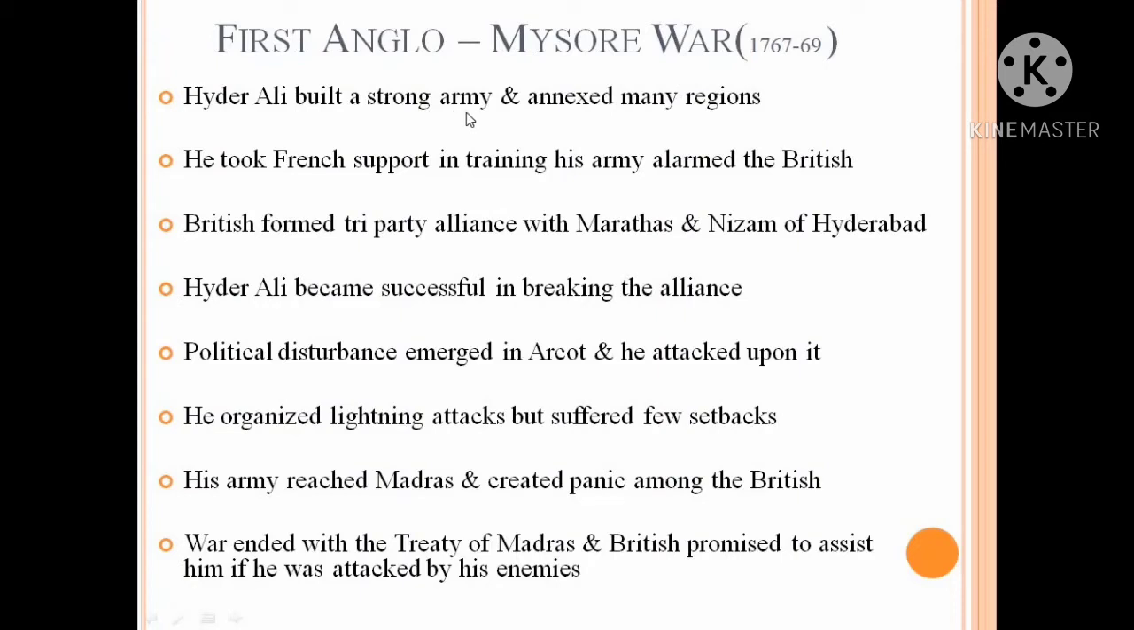Here Hyder Ali built a strong army and annexed many regions of South India. He took French support in training his army, which alarmed the British. To face the British, he wanted to train his army in the Western style. That's why he took the training from the French. The British were alarmed by this and formed a tri-party alliance with the Marathas and the Nizam of Hyderabad. So always the British were using Indians to fight against Indians. So actually we are the fools. We don't have unity. There is a problem.